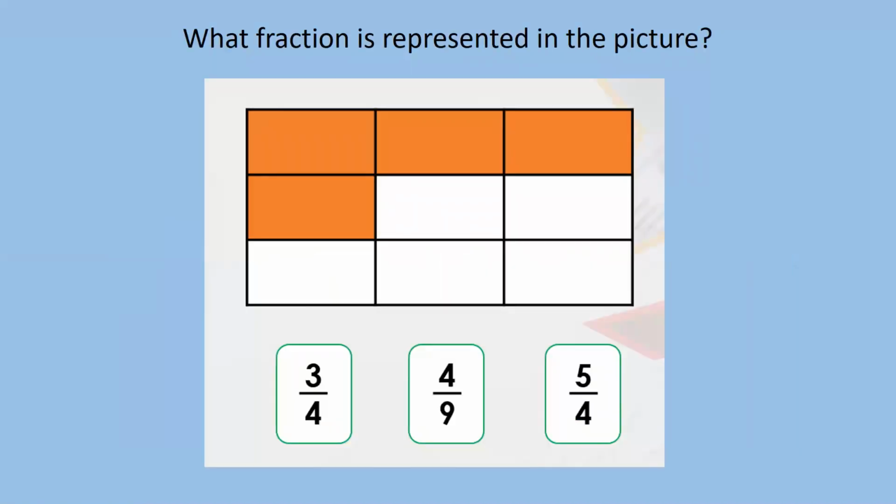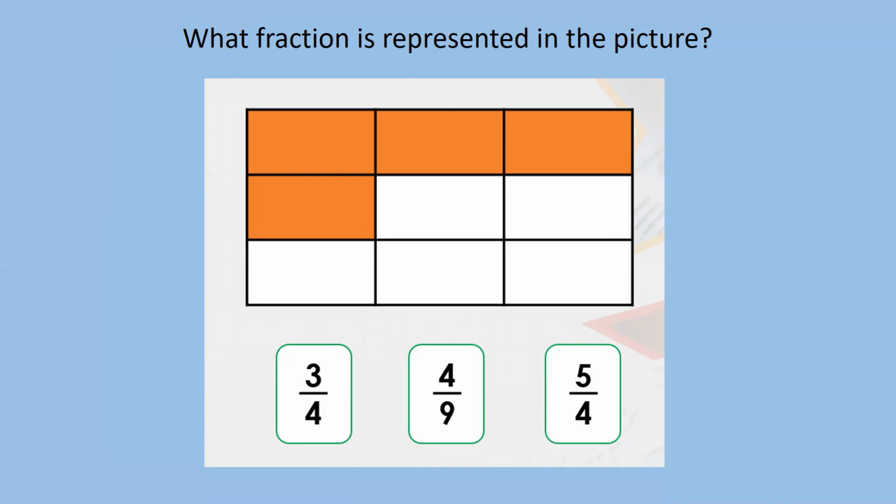So some of the questions that you might be asked to answer might look something like this. It says, what fraction is represented in the picture? So to help me to be able to do this, first of all, I need to know how many parts I've got altogether. I need to work out my denominator. So the way I can do that is just by counting how many squares there are altogether. So we've got 1, 2, 3, 4, 5, 6, 7, 8, 9. So I know there are 9 equal parts altogether. So 9 is going to be my denominator.